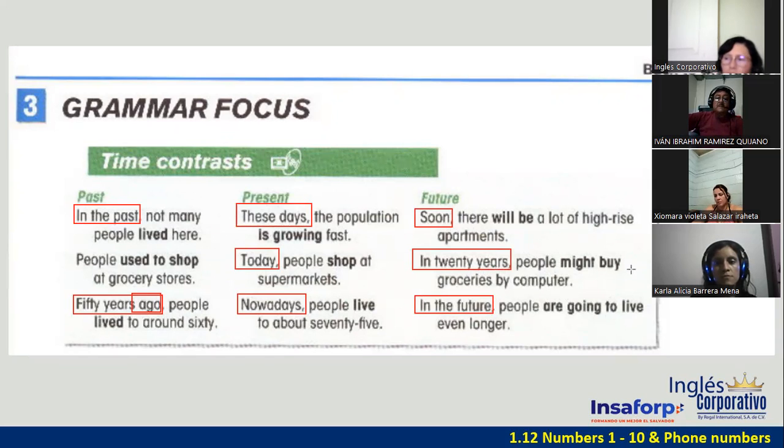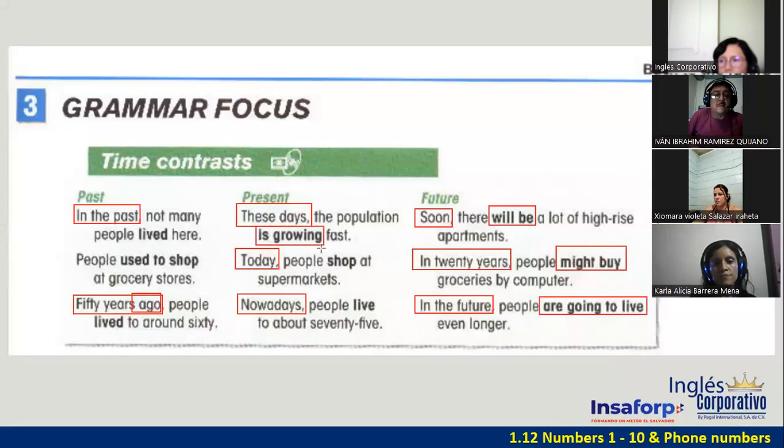Soon there will be a lot of high-rise apartments. In 20 years, people might buy groceries by computer, which is something that we're doing now. In the future, people are going to live even longer, right? So these are three sentences: one with will be, the second one with might buy, and the third one with going to.